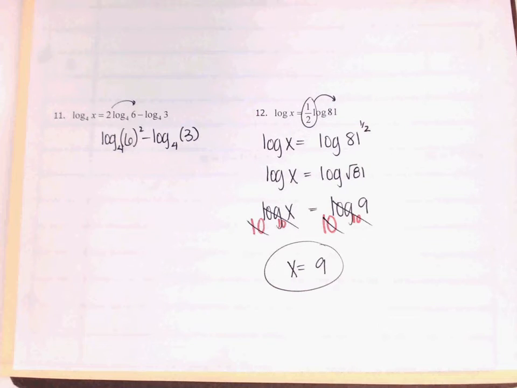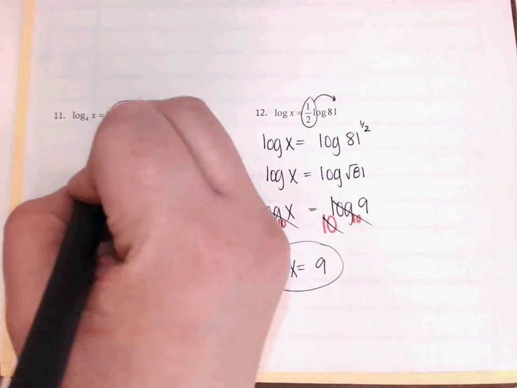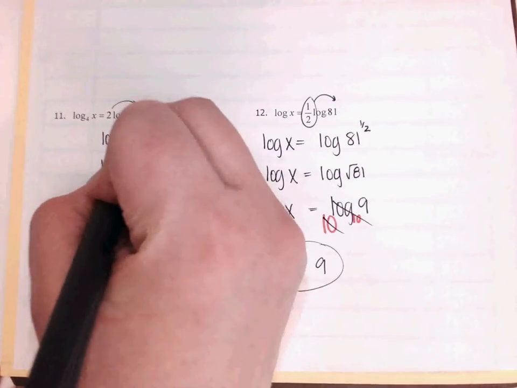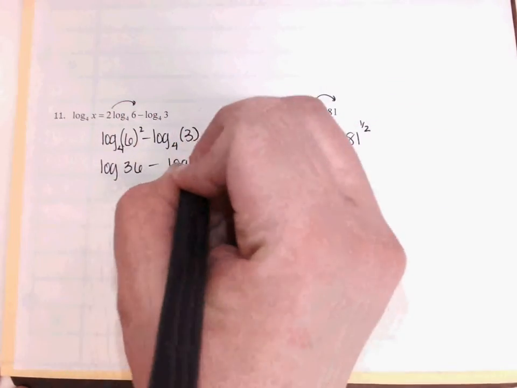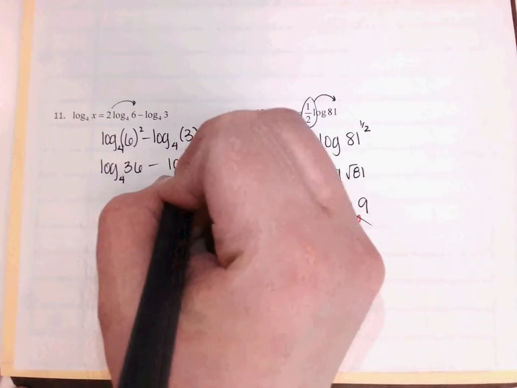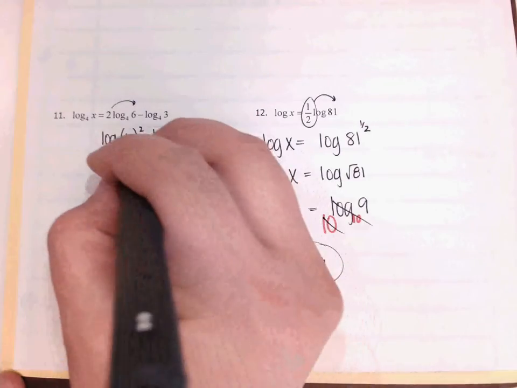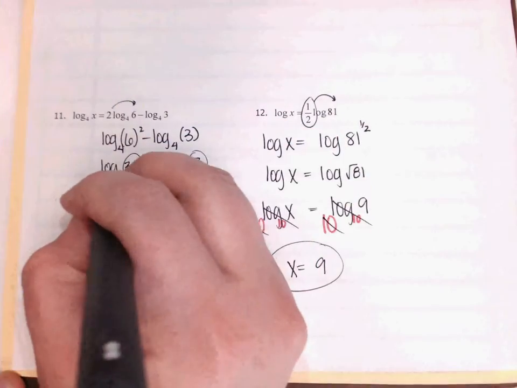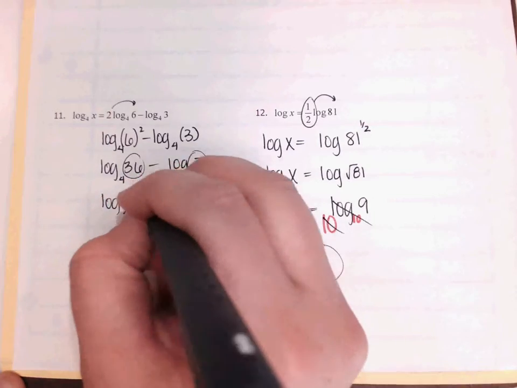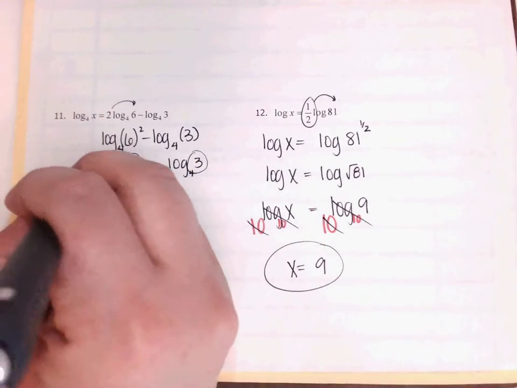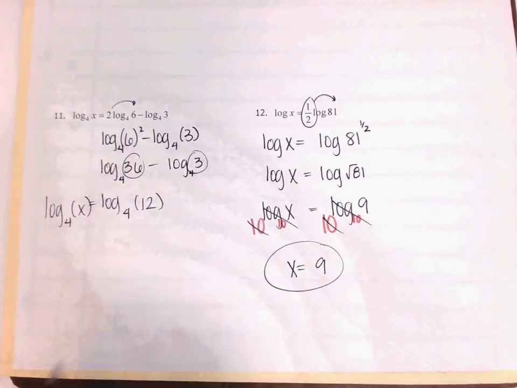Okay, now I can't do anything still because I still have 2 separate logs. So what is 6 if I square it? 36. And what do I do with 36 and 3 if their logs are subtracted? Do you remember what you do with those? Divide. What is 36 when I divide it by 3? What's left over? Good. So it'd be log little 4 of 12, log little 4 of x.